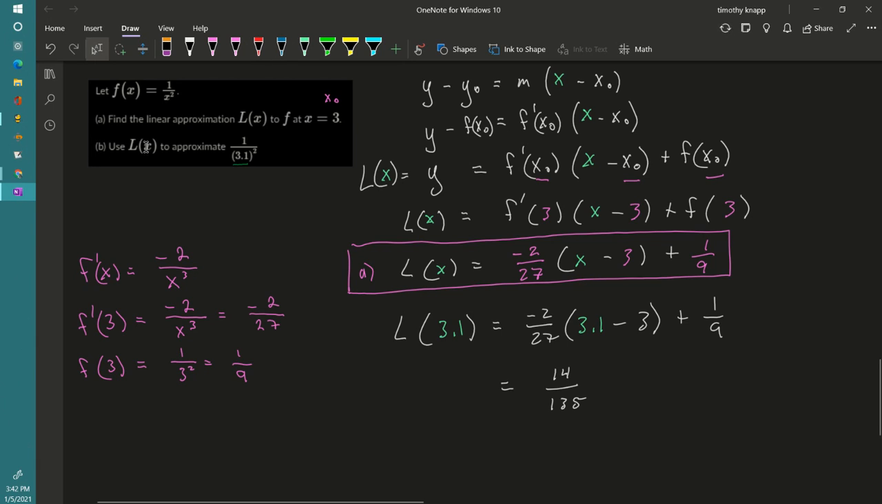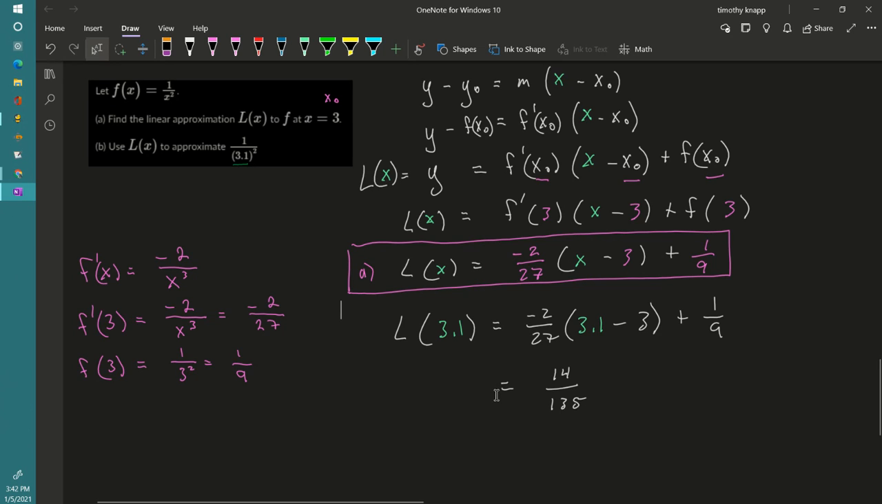Now in part B, it says use this linear approximation to approximate this. So that means I place 3.1 into this. So notice all of these green x's that I've been using. That means the 3.1 represents that green x. And so that's what I end up putting into my linear approximation. I end up getting this, after you do a little bit of common denominators, this turns out to be -2 over 270, and then plus 1/9, you got to get a common denominator, and bang, you do that, and so that's that.